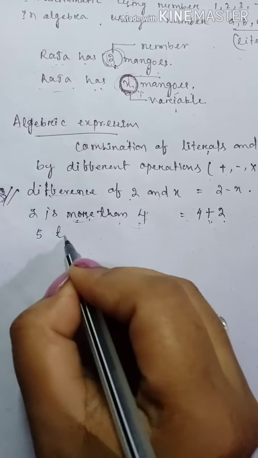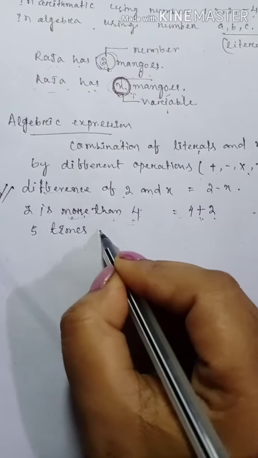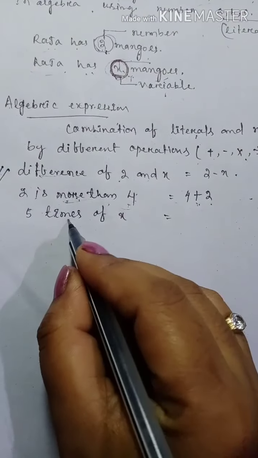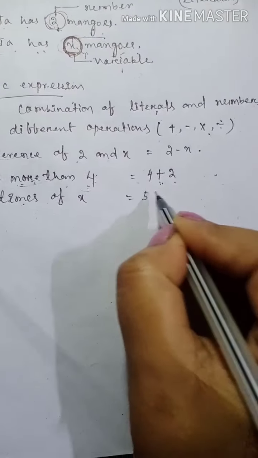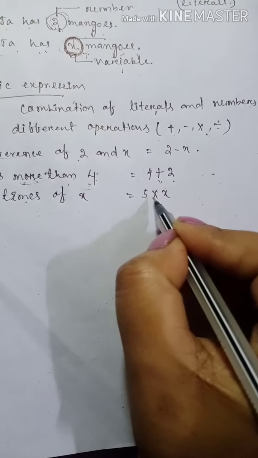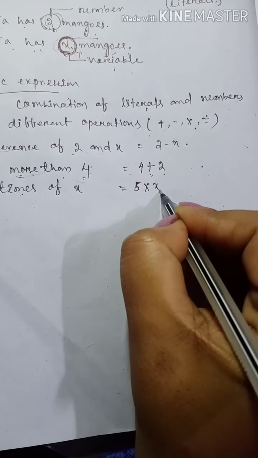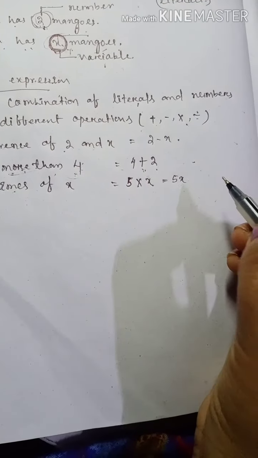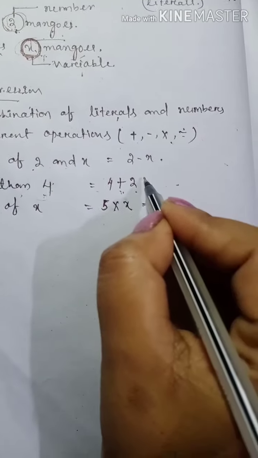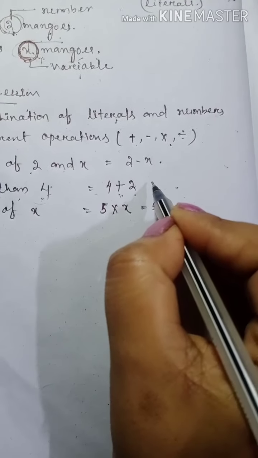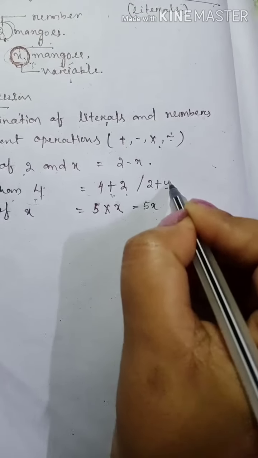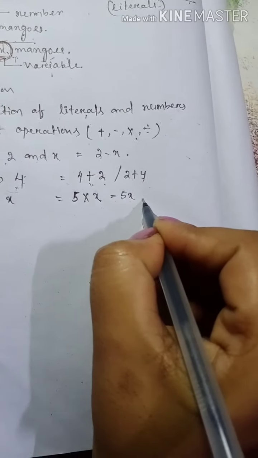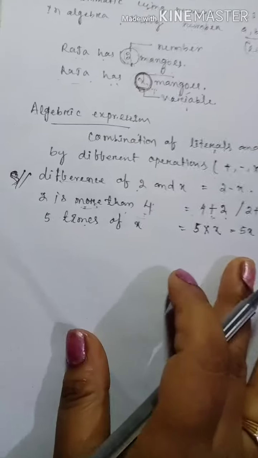Okay. 5 times of x. 5 times of x means, times means what? Into. That means 5 into x. If there is a multiplication in an algebraic expression, we just have to write it like this, 5x. Again, here 4 plus 2 or 2 plus 4 will also work, but here 5x. Clear? Understood?